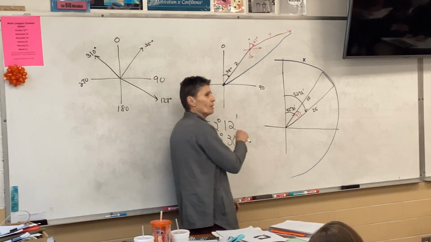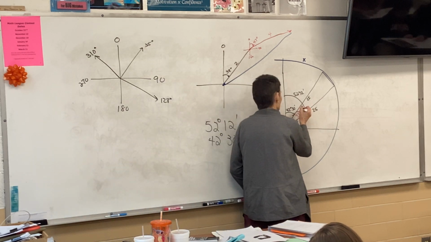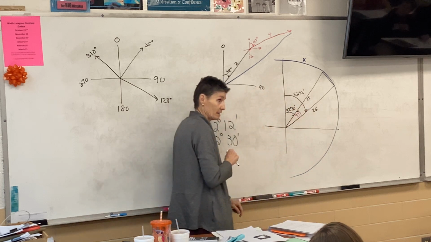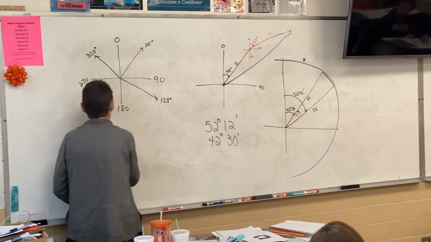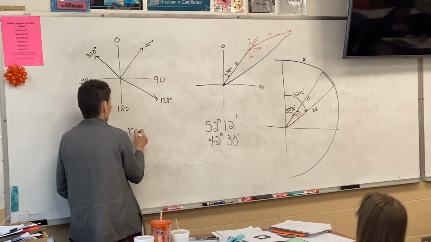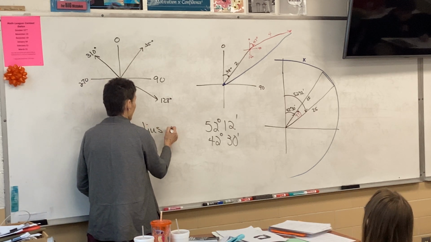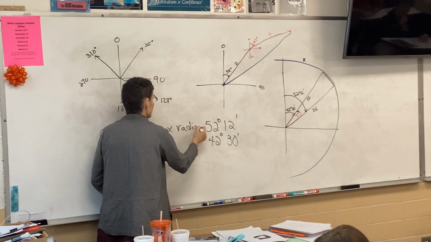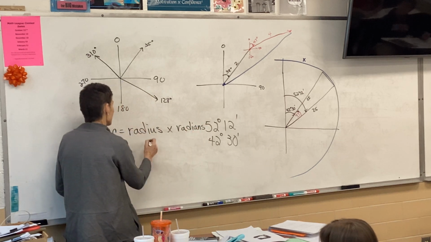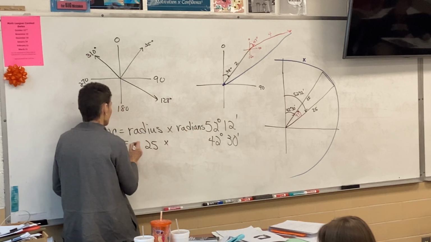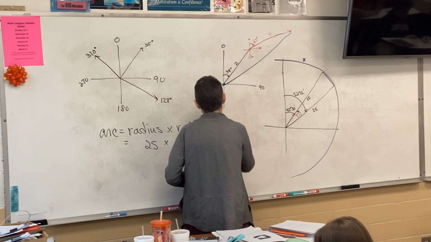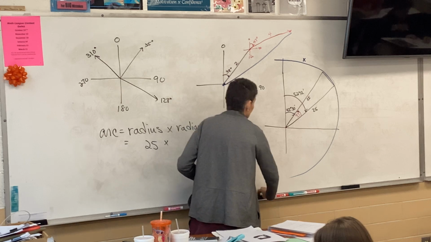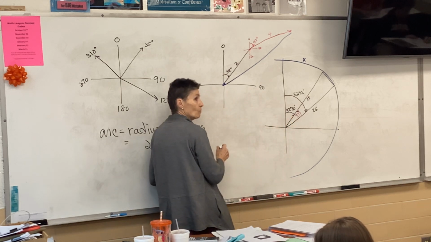Now, what's the unit on that? 9.7 degrees. Okay, now that's problematic because if we're going to find arc length, and I love that idea, we need radius, which is 25, times radians. So this is 25. And now I need my radian measure. So it's actually easier when it's in decimal form.